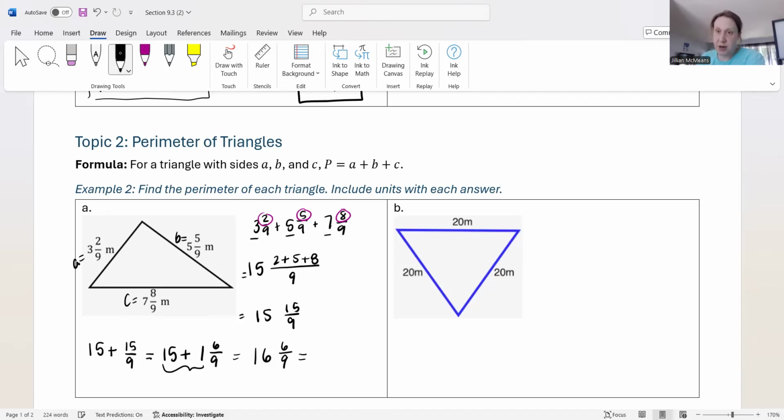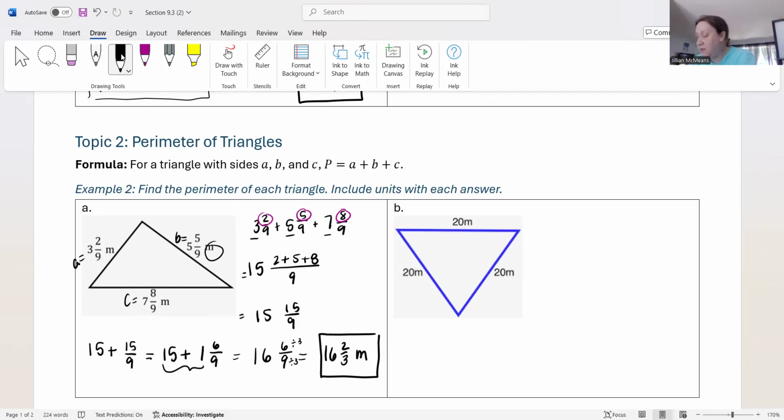And you always want to reduce your answers. So 6 and 9, they're divisible by 3. So I want to divide these by 3. So I get 16 and 2/3, and we want to make sure we include a unit. We're talking about meters here. So we get 16 and 2/3 meters, and that would be our final answer. Now, another way you could go about doing this is you could convert all of these to improper fractions and then add your numerators and then simplify it and rewrite it back as a mixed number. Generally, if you start with mixed numbers, you want your final answer to be a mixed number. So you could certainly do that. I think that way is a little bit more work, but whichever one you're comfortable with is fine.